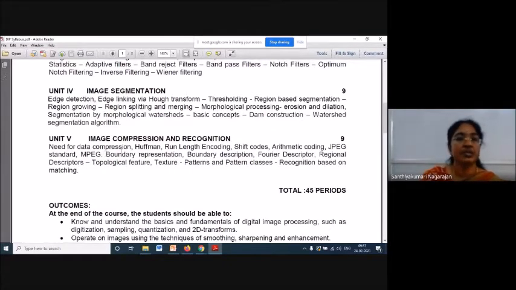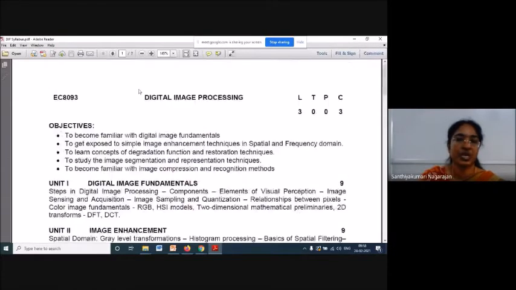Then bounded representation, bounded description, Fourier description, and recognition techniques are going to be studied in this unit. And finally, regional description, that is, region-wise you're going to recognize with the help of topological features, textures, patterns, pattern classes, and recognition based on matching. So these are the things you're going to study in digital image processing.